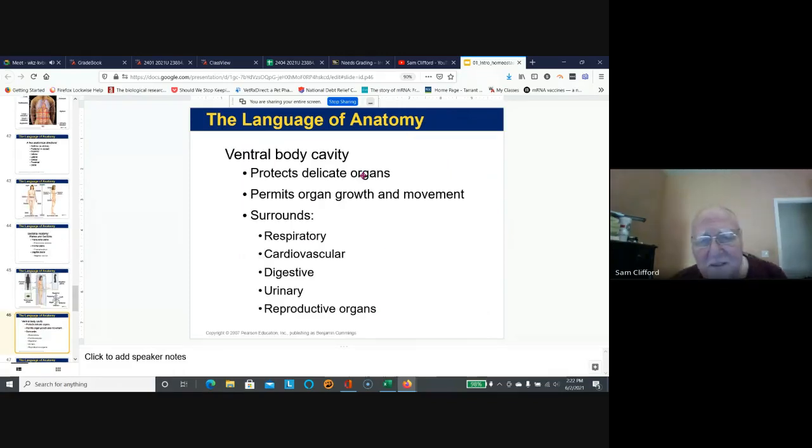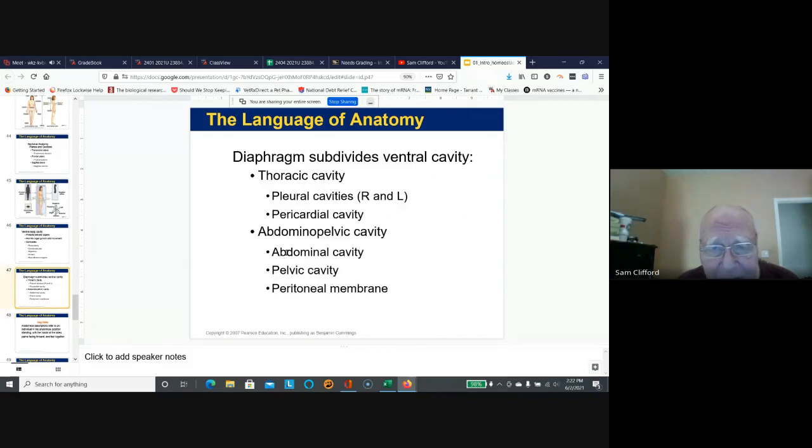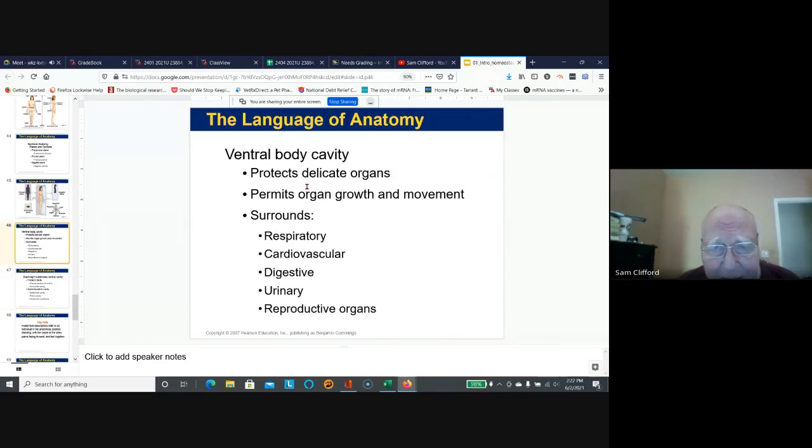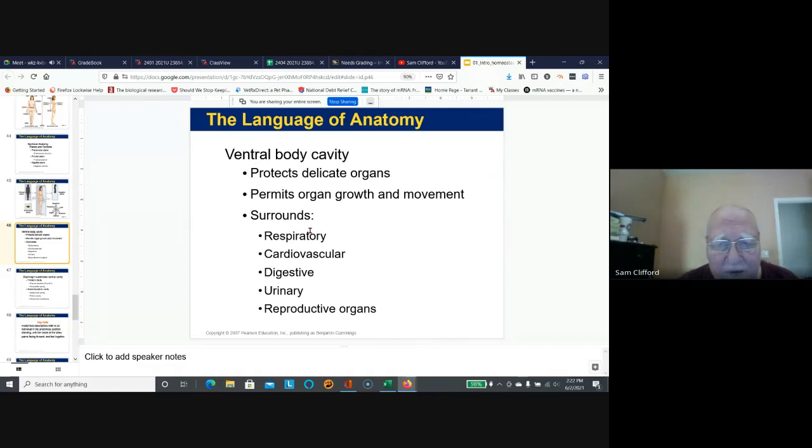What are the body cavities? The ventral body cavity protects organs, permits growth and movement, and surrounds these various systems. So know what's in the abdominal pelvic cavity, the thoracic cavity, and overall, these thoracic and abdominal make up the ventral body cavity.